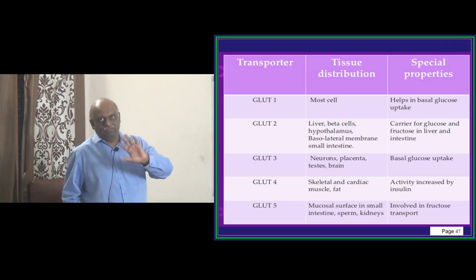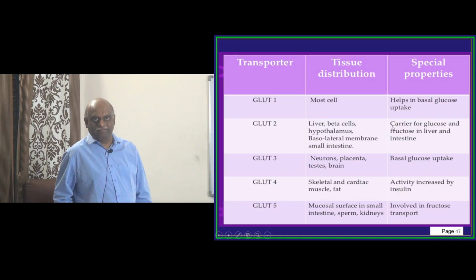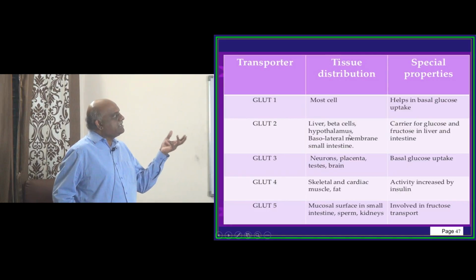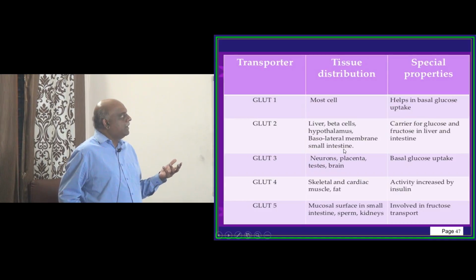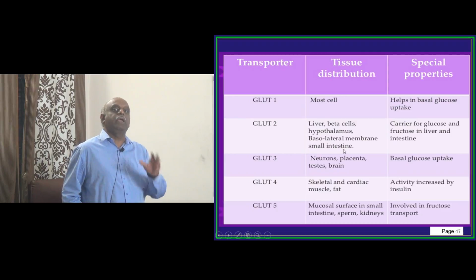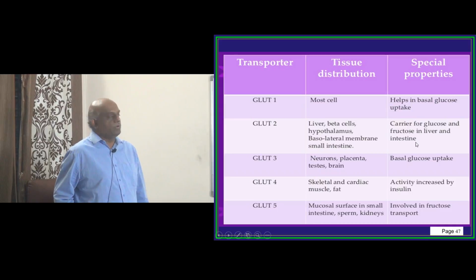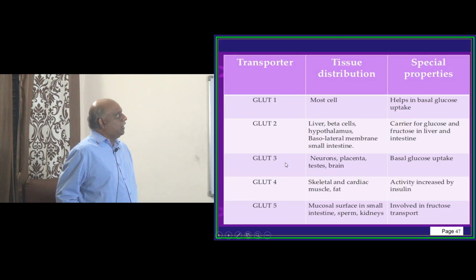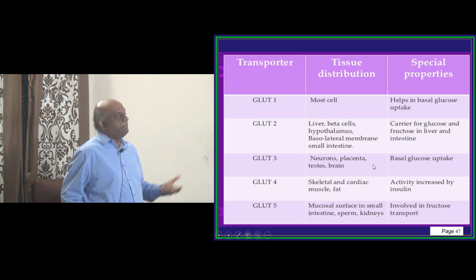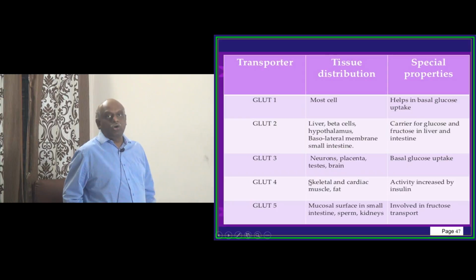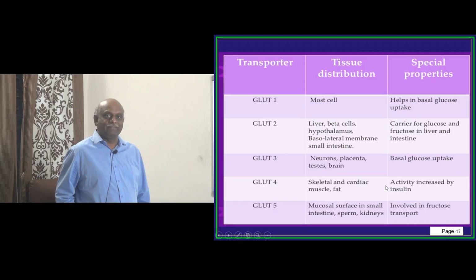Most cells have GLUT1, it helps in the basal glucose uptake. Liver, beta cells of pancreas, hypothalamus, basolateral membrane of the small intestine, in all these you have GLUT2. And it is a carrier for glucose and fructose into the liver and intestine. GLUT3 is located in the neurons, placenta, testis and brain. GLUT4 is there in the skeletal and cardiac muscle and fat.